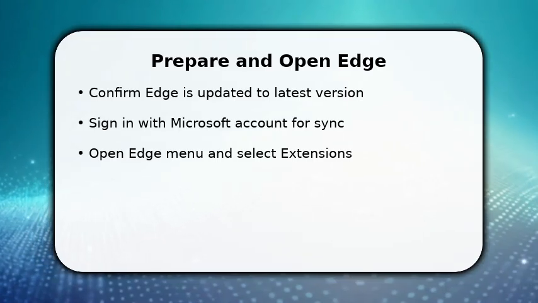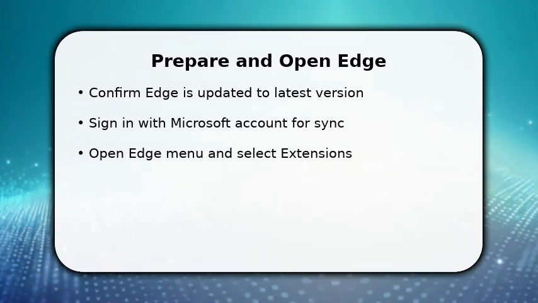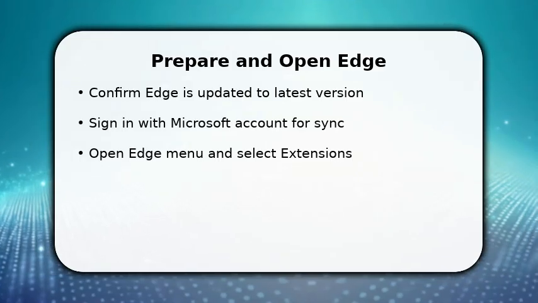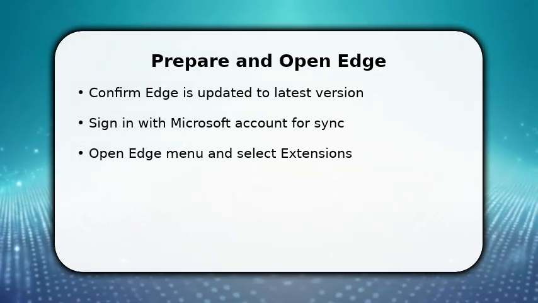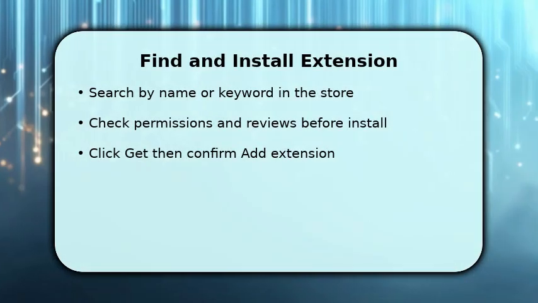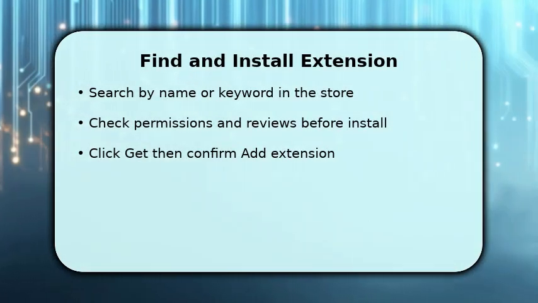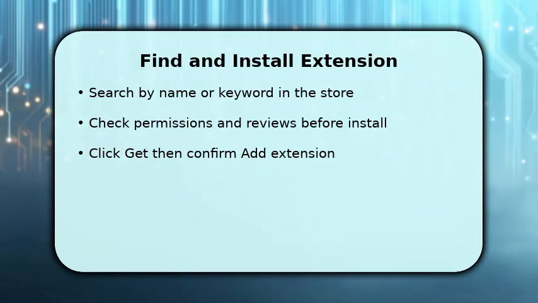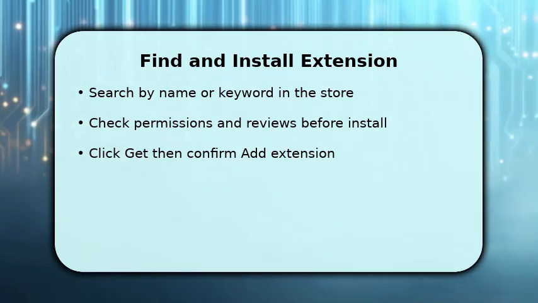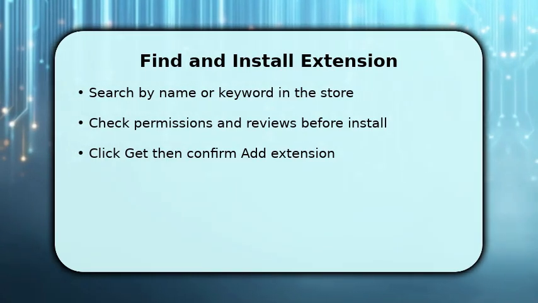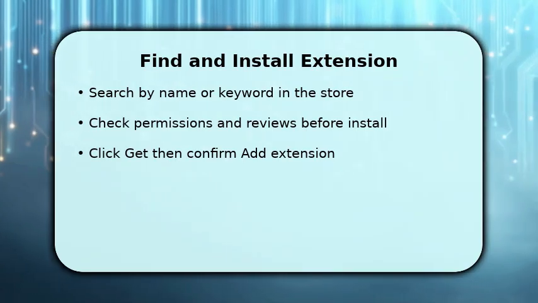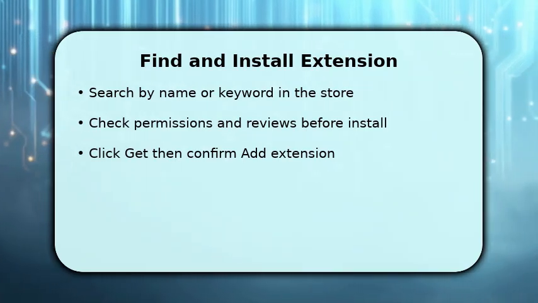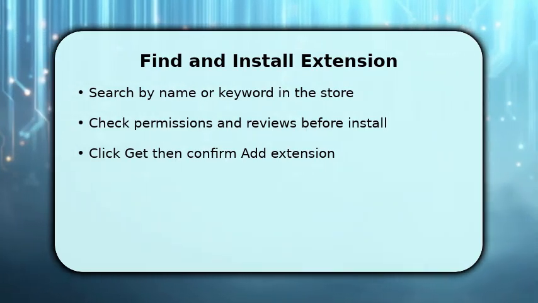This first step gives you access and permissions control. It prevents installation conflicts and saves time later when enabling the extension. You search the store for the extension name or a descriptive keyword. Results load quickly. Once you find it, make sure to review permissions and user feedback to understand why the extension needs certain access. After verifying, click Get, then choose Add Extension.